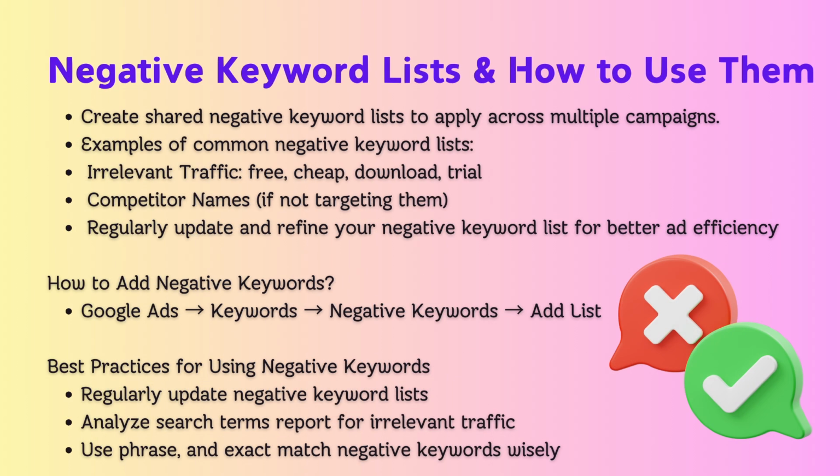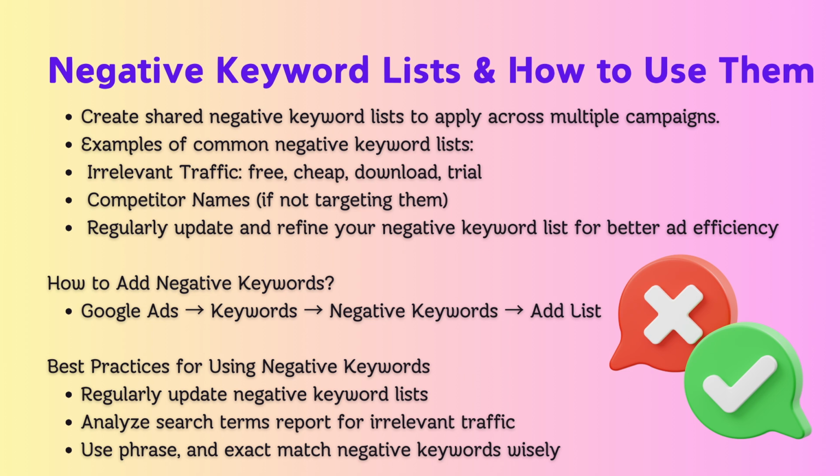So, negative keyword lists and how to use them. We need to create shared negative keyword lists to apply across multiple campaigns. Examples of common negative lists are irrelevant traffic, which includes cheap, free, download, trial. We do not offer this, but people also search for that. So we should discard them.